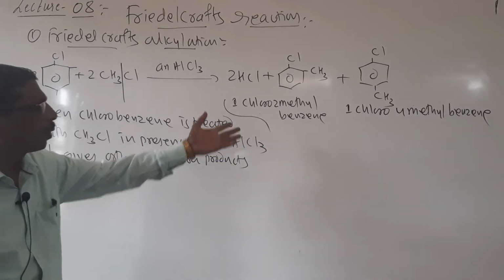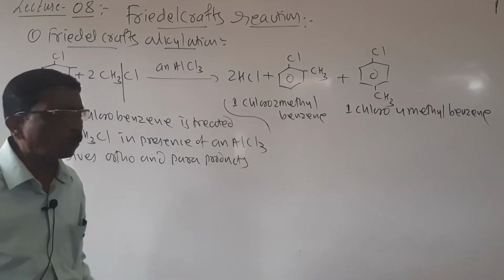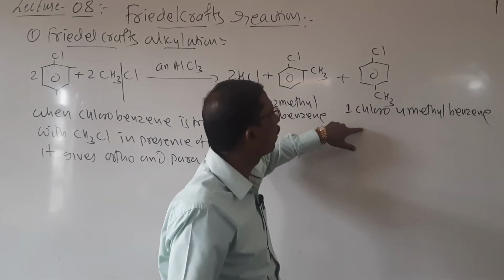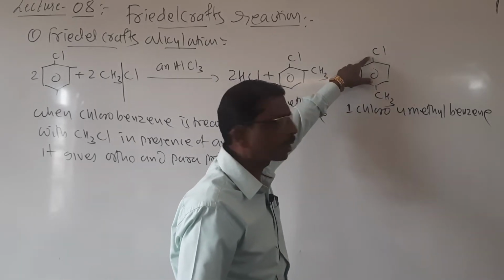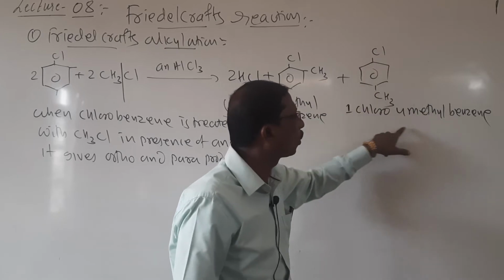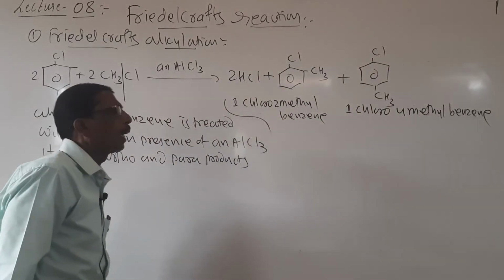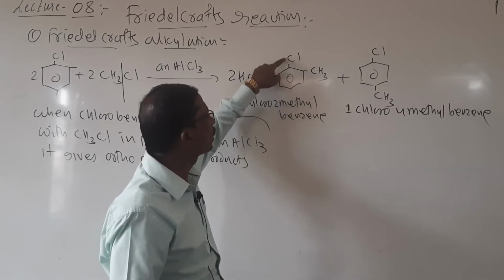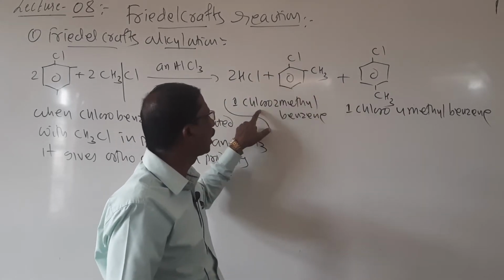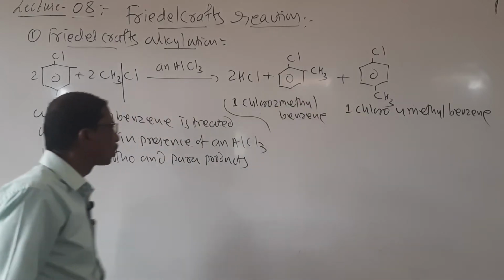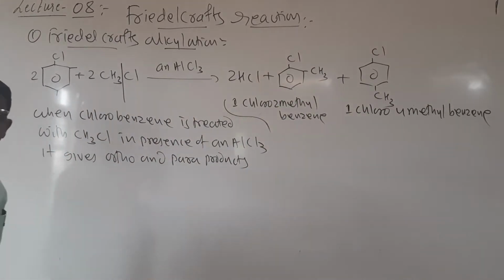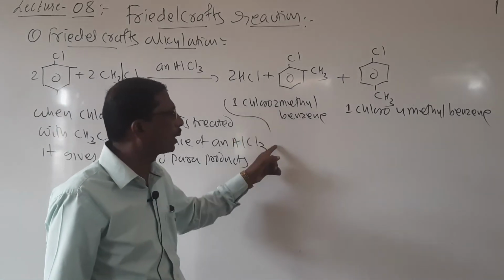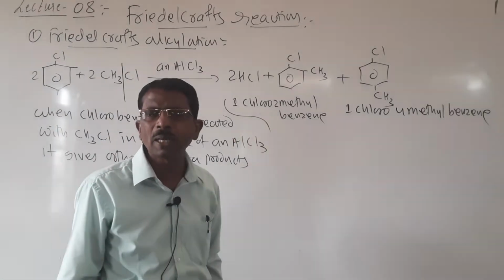Otherwise you write the names 1-chloro-2-methylbenzene and 1-chloro-4-methylbenzene. According to the alphabetical order, chloro comes first and then methyl. So 1-chloro-4-methylbenzene, and here also the same: chloro comes first and then methyl. It is called 1-chloro-2-methylbenzene. So you may write this much, it is enough. Ortho and para products, or you may write 1-chloro-2-methylbenzene and 1-chloro-4-methylbenzene.